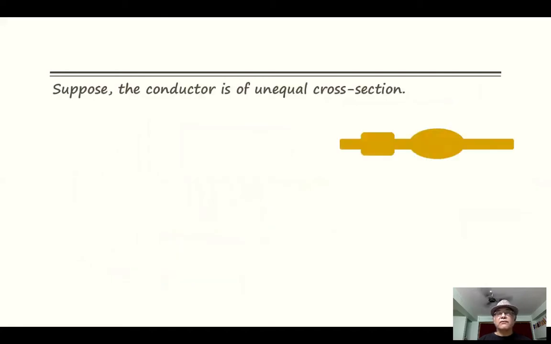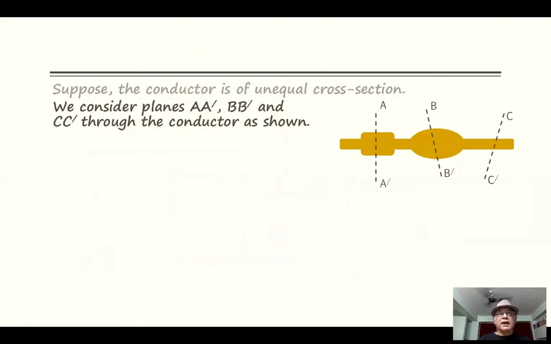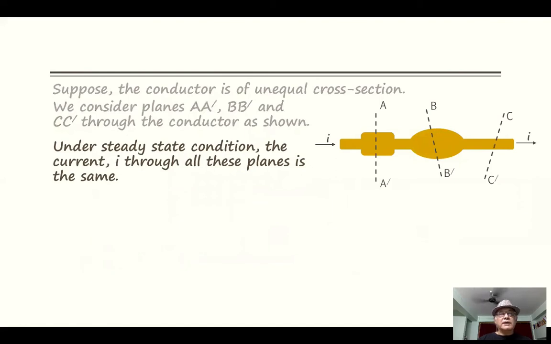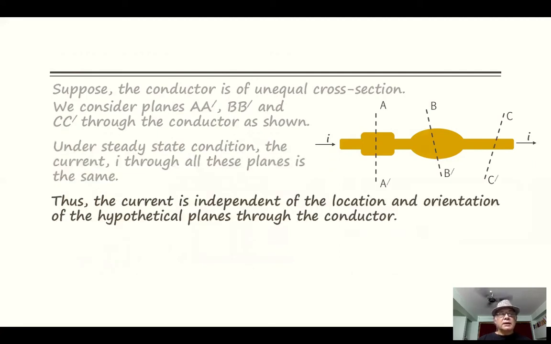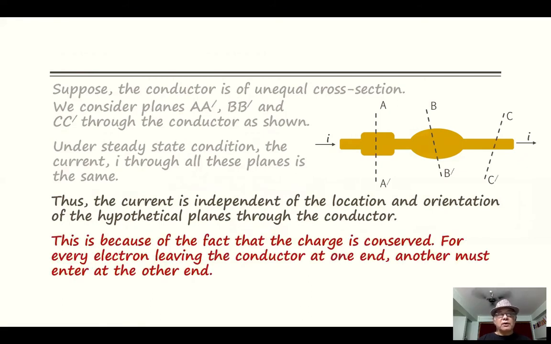Suppose the conductor is of unequal cross-section. We consider planes AA', BB', and CC' through the conductor as shown. Under steady state condition, the current I through all these planes is the same. Thus, the current is independent of the location and orientation of the hypothetical planes through the conductor. This is because of the fact that charge is conserved. For every electron leaving the conductor at one end, another must enter at the other end.